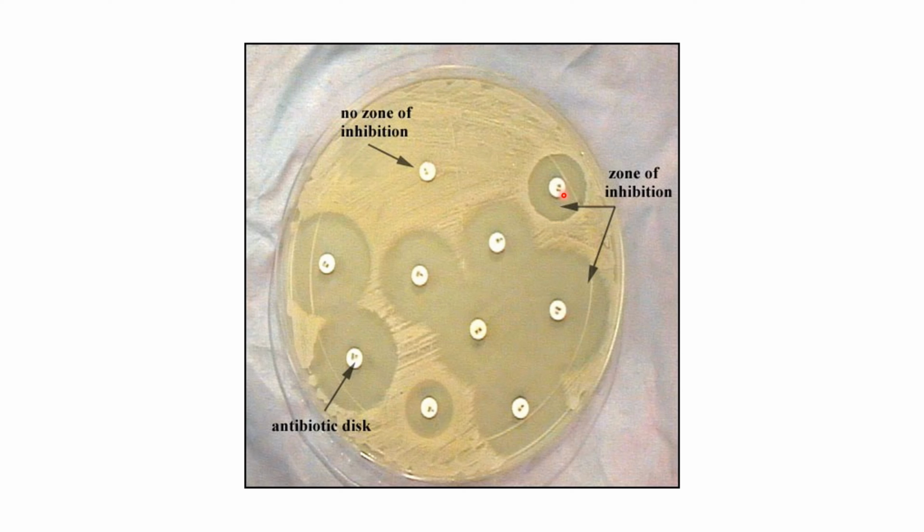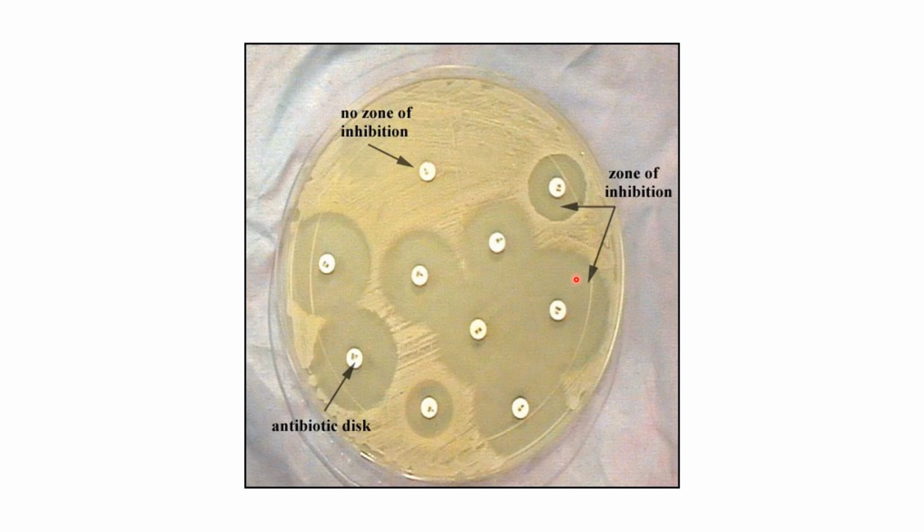In the disc diffusion method, what will happen? We already said that this disc will contain antibiotics. If the bacteria are susceptible to this antibiotic, what will happen? From the disc, the antibiotic will diffuse into the medium. You can see the antibiotic will diffuse into the medium. Due to the diffusion of this antibiotic around the antibiotic disc, the bacterium will die.